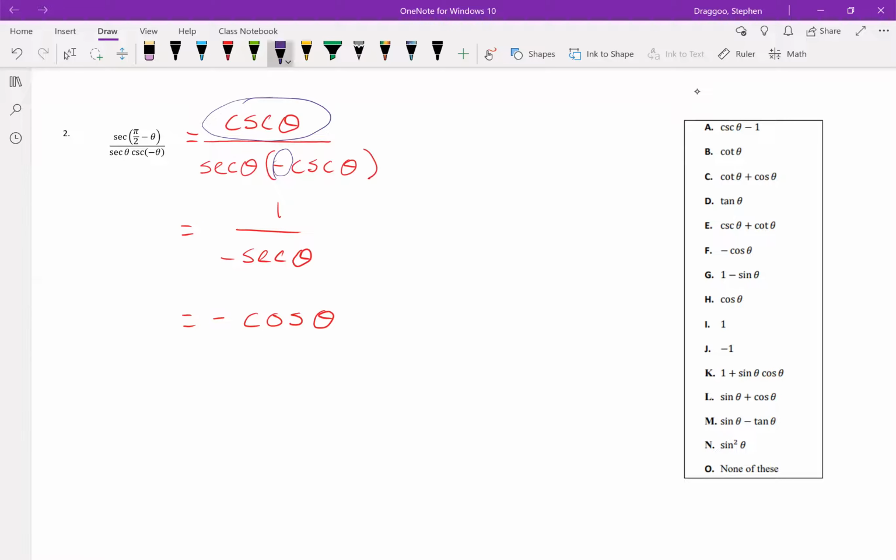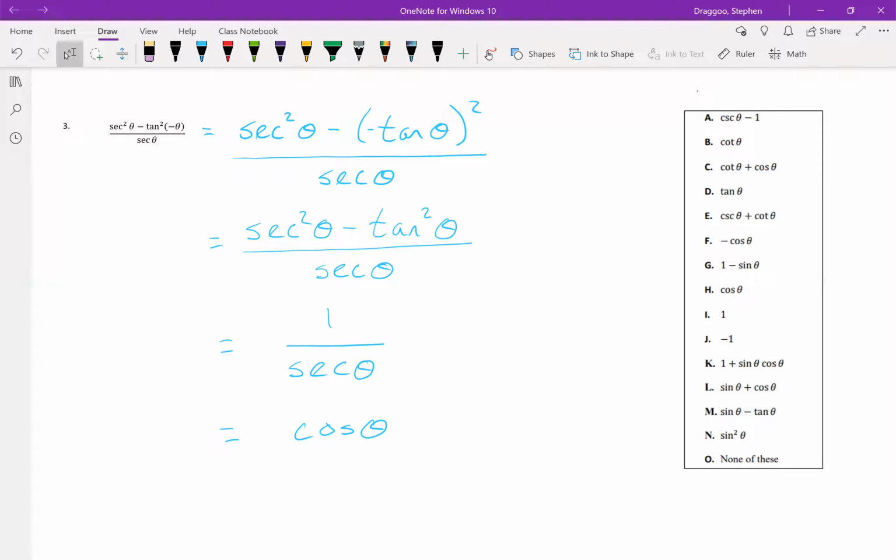Then I have a factor of cosecant on both the top and the bottom, so I'm able to reduce those 2 factors, leaving me with just 1 in the numerator and negative secant in the denominator, since that negative that came out of cosecant is being multiplied, not subtracted. So I should get 1 over negative secant theta. And then I can use a reciprocal identity to say that 1 over secant is equal to cosine. So my final answer is negative cosine theta, which is option F.